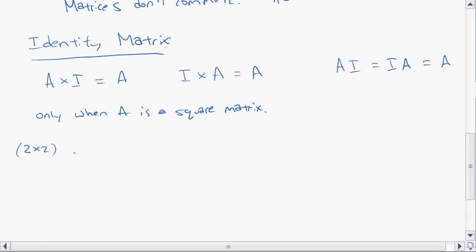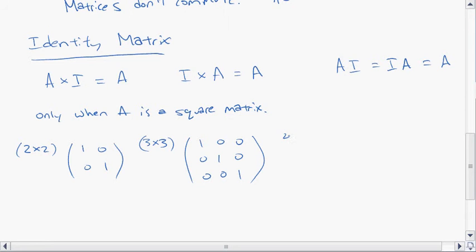When A is a 3 by 3 matrix, the identity matrix is 1, 0, 0, 0, 1, 0, 0, 0, 1. When A is a 4 by 4 matrix, you can probably guess, right? It's 1, 0, 0, 0, 0, 1, 0, 0, 0, 0, 1, 0, 0, 0, 0, 1.